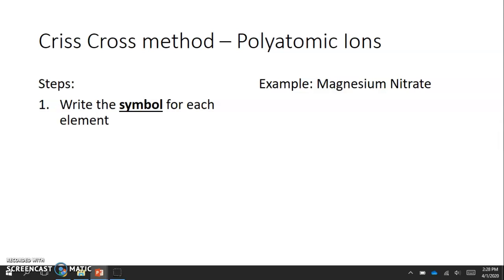Okay, step 1, we're going to write the symbol for each element. Magnesium is Mg, and then nitrate is NO3. How do we know that nitrate is NO3? You have the reference table of your polyatomic ions. You just have to find it on the table.